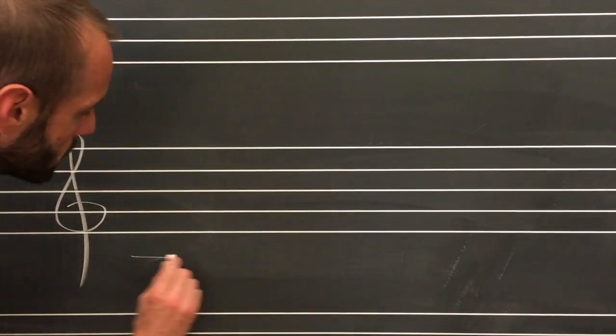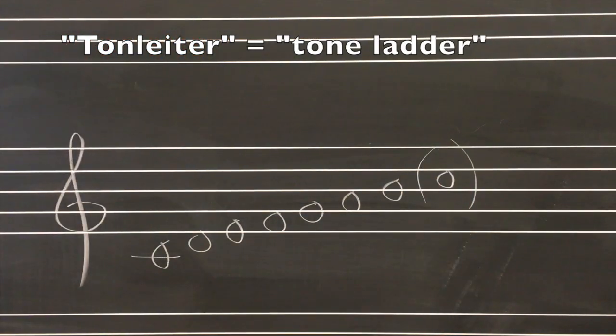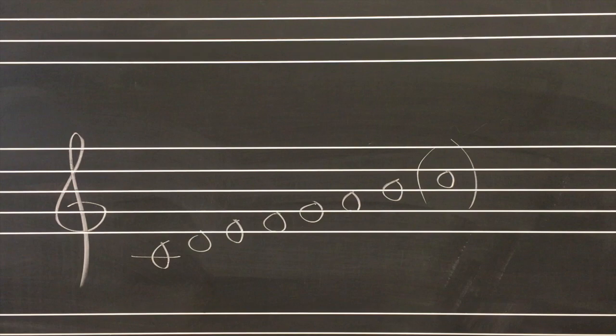We'll start with a basic question. What is a scale? The German word for scale is Tonleiter, or tone ladder. I think that is a nice image for a scale. A scale is like a ladder that ascends and descends in stepwise fashion, where each rung is a pitch.